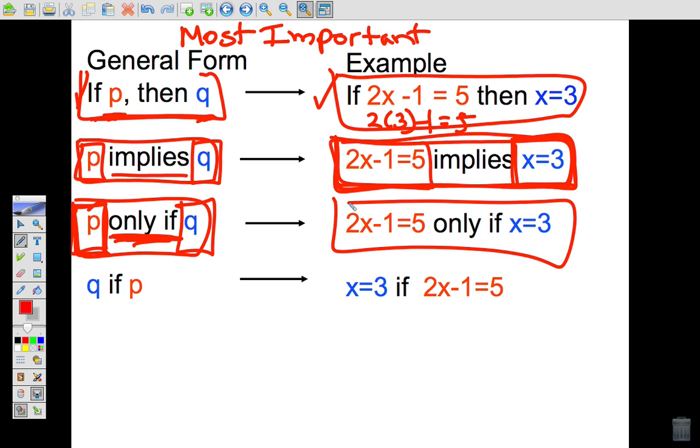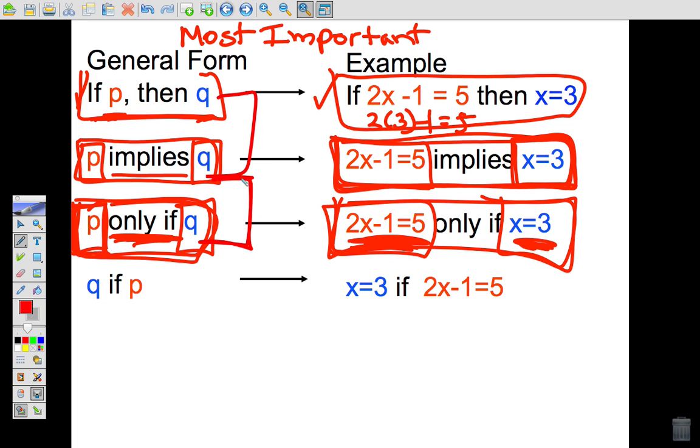Let's take that same 2x minus 1 equals 5 and x equals 3, and let's rewrite that conditional using only if. Well, this is what it looked like. The hypothesis goes first, 2x minus 1 equals 5, only if x equals 3. Here is my hypothesis, here is my conclusion. All right, now so far, what's typical in these three? What always came first? The hypothesis came first, right? And what always followed these kind of key words? The conclusion. So that's a way to remember this.